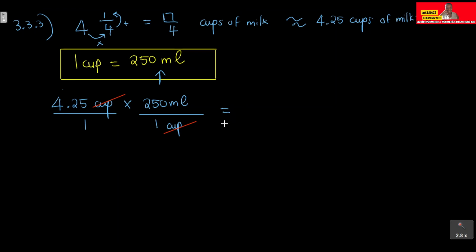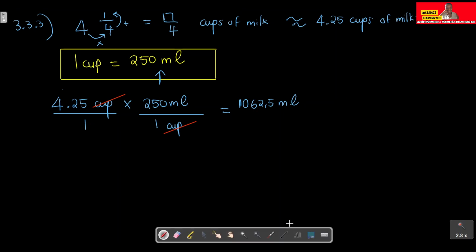So if you take 4.25 and multiply by 250 divided by 1, you'll get that you need 1062.5 milliliters of milk to make 1 milk tart.